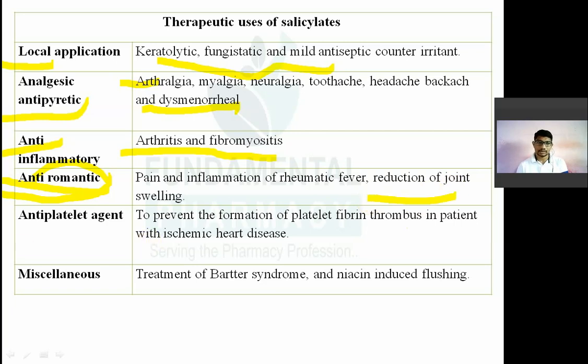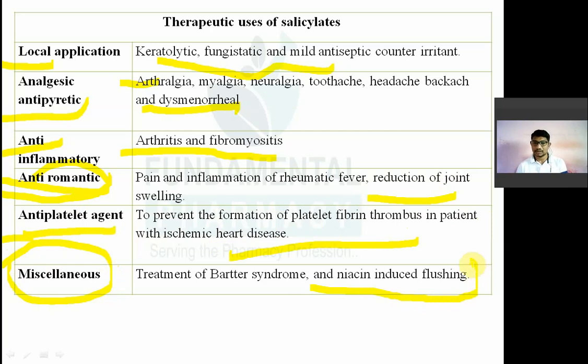Then it is also useful as an antiplatelet agent to prevent the formation of platelet aggregation in patients with ischemic heart. So it is a prophylactic drug used to prevent myocardial infarction. Remember, prophylactic drug used to prevent myocardial infarction. Now, what is the miscellaneous use? It is also used in the treatment of Bartter syndrome. याद रखो ये. Also useful in niacin induced flushing. Niacin का जो deficiency है होता है उसमें redness and hot flushes would give that symptoms. These are the uses of salicylic acid derivative and their related drugs.